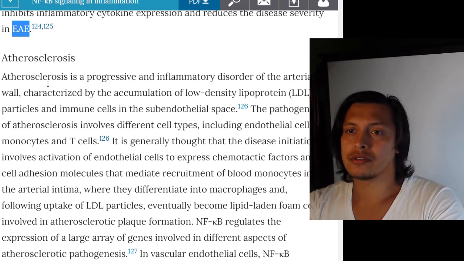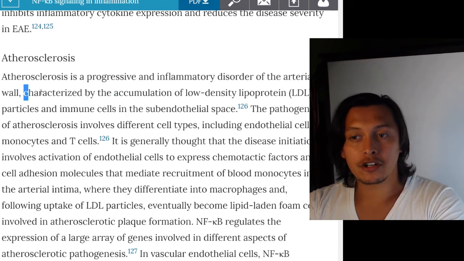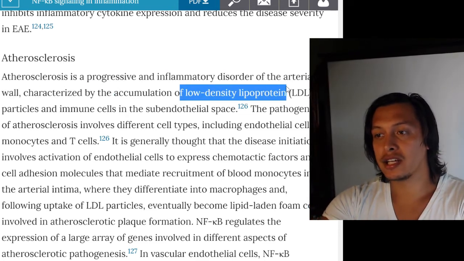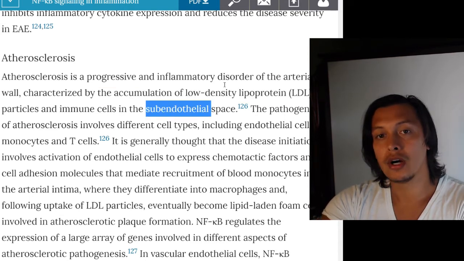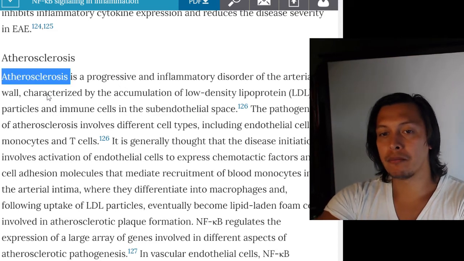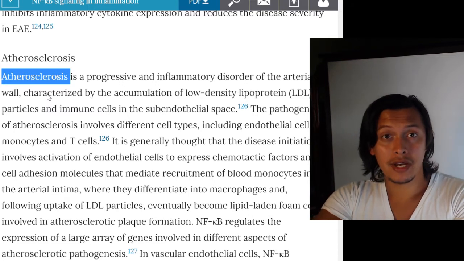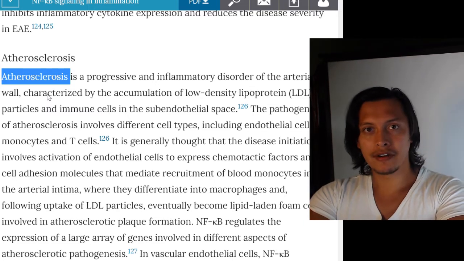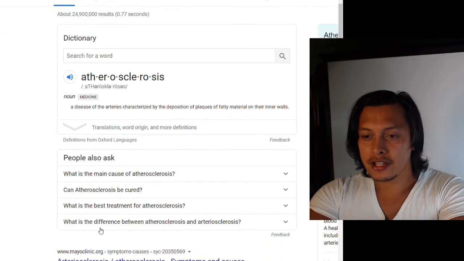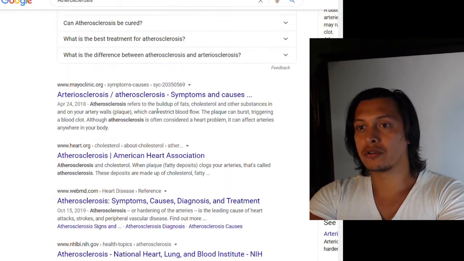So, atherosclerosis. Atherosclerosis is a progressive and inflammatory disorder of the arterial wall characterized by accumulation of low-density lipoprotein particles and immune cells in the subendothelial space. You've probably seen the photos of people with high cholesterol, and you look up a photo of their blood vessels, and you see all this yellow fatty tissue that is just underneath the top layer. That is what they're referring to when they refer to atherosclerosis.